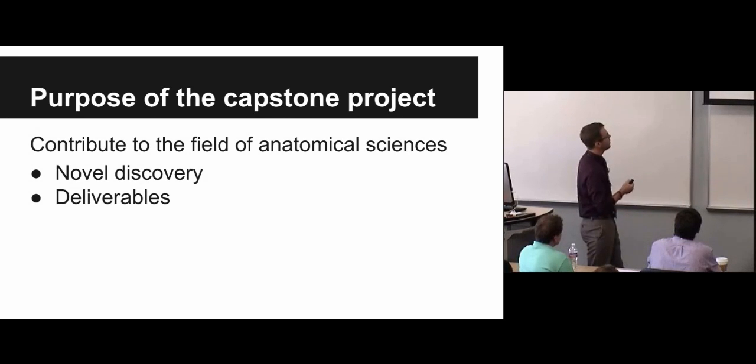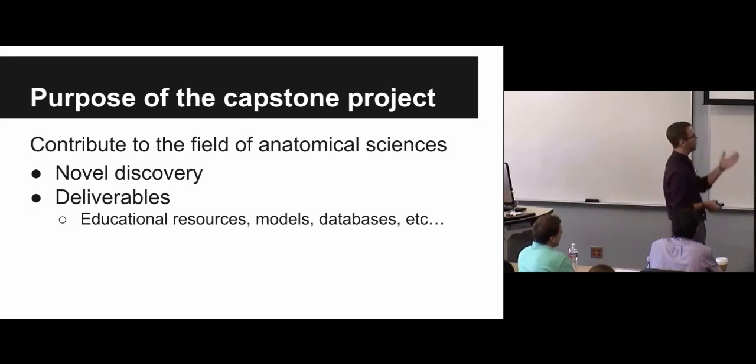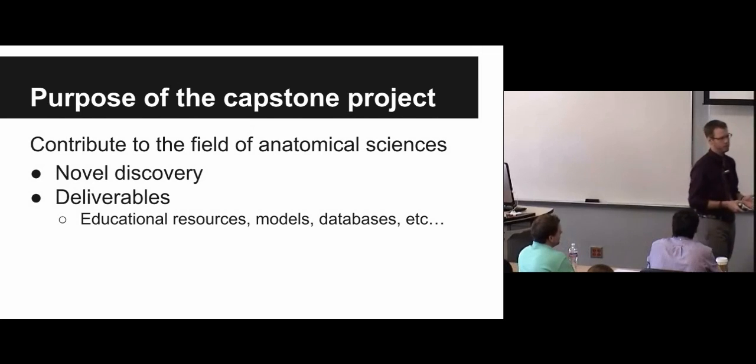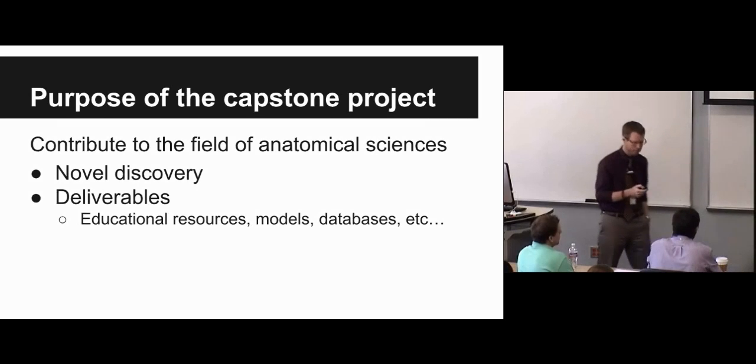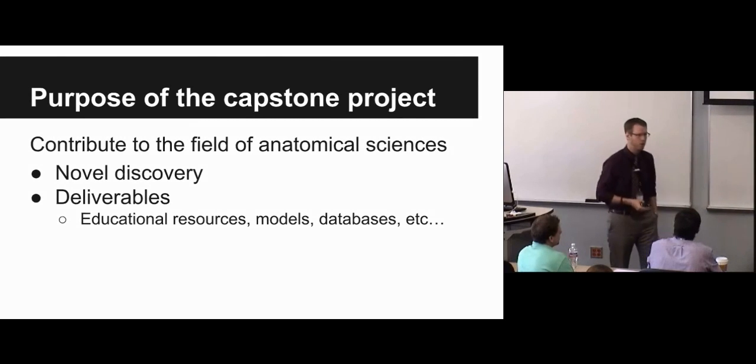You can definitely construct what we would consider a deliverable. So here are some examples of deliverables: educational resources, models, or even a database. So maybe you want to measure some anthropometric variable of the skeletal system. Maybe we have a lot of bones in the bone room that you could measure, create a database, and then make that available for other research. And another popular deliverable is a module where you have a narrated set of slides that's made available on the web. Maybe there's a quiz associated with it. So that's an example of a capstone project deliverable.